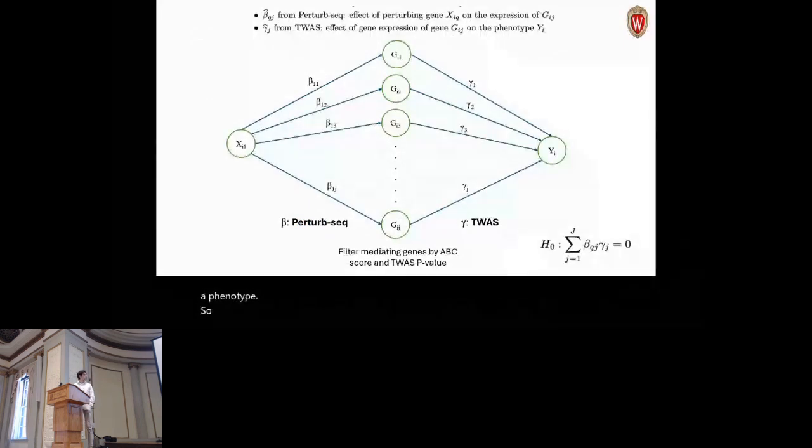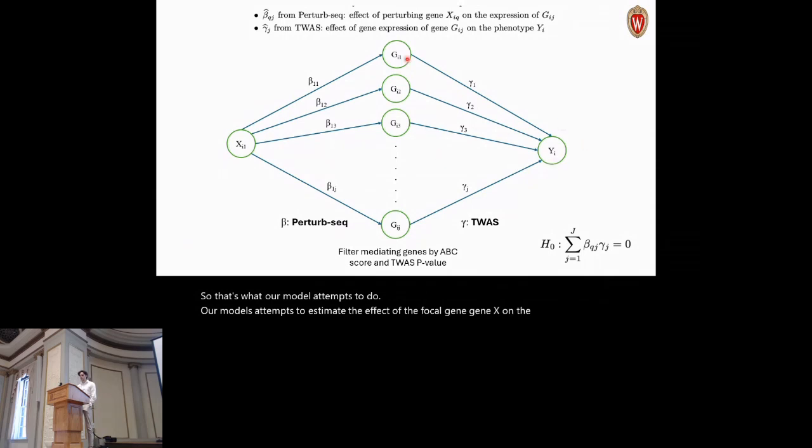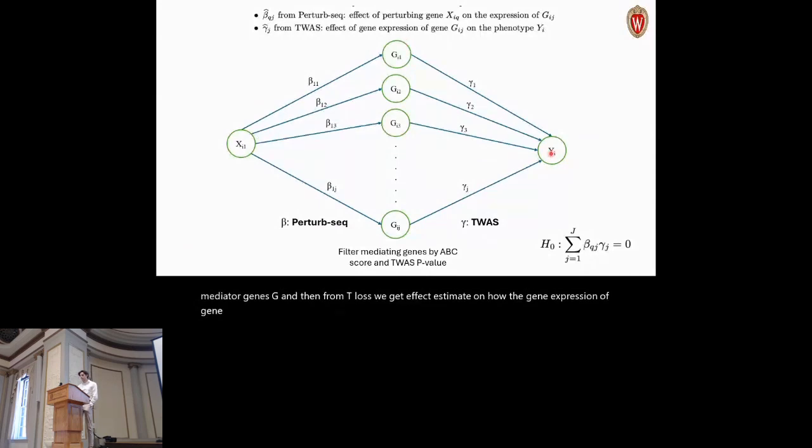So that's what our model attempts to do. Our model attempts to estimate the effect of the focal gene X on the phenotype Y through these intermediary mediator genes, G. So gene X here is a gene that is perturbed, and from Perturb-seq data, we get effect estimates on how perturbing this gene affects the gene expression of many downstream mediator genes, G. And then from TWAS, we get an effect estimate on how the gene expression of gene G affects phenotype Y.